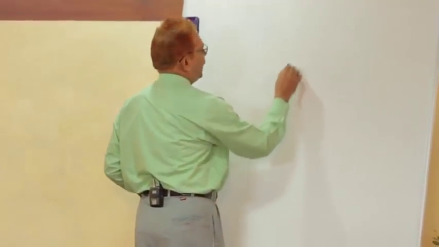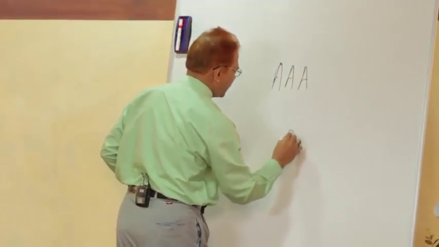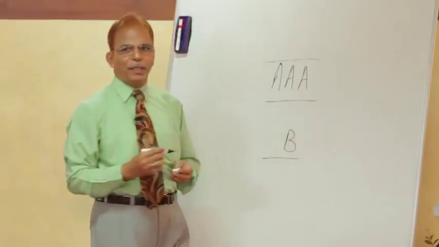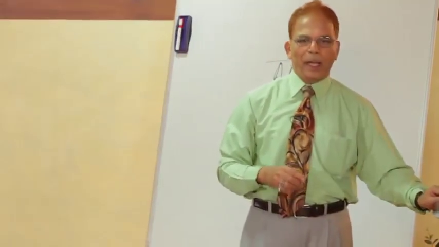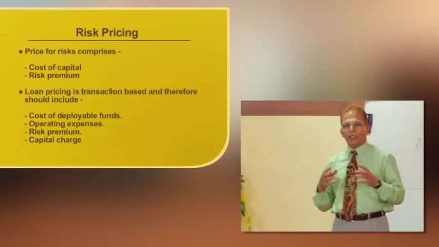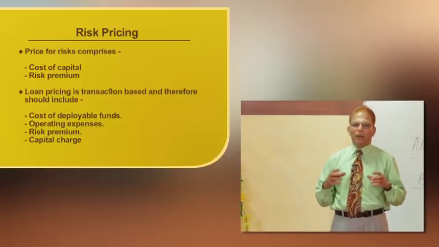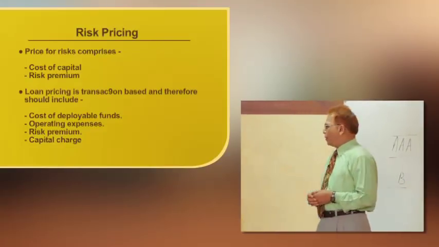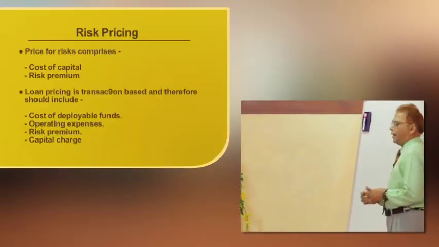When we lend to a customer who is AAA and we lend to a customer who is B, there is a big difference in the kind of risk we are taking, because historically it is proven that the higher rated the borrowers, the default rate is less. When the default rate is less, there is less likelihood of the bank incurring losses when they lend to AAA rated customers. So one of the measures of risk premium is using the credit ratings.